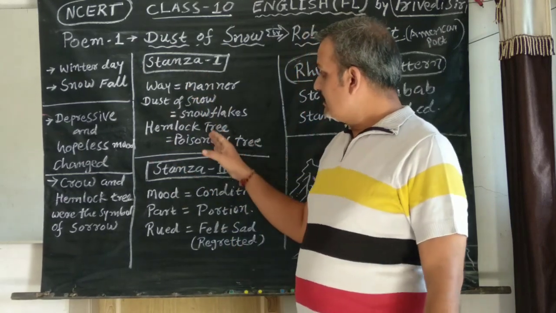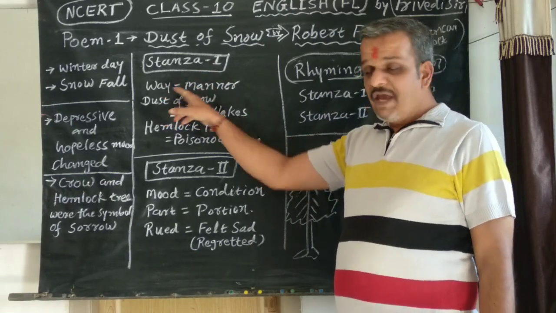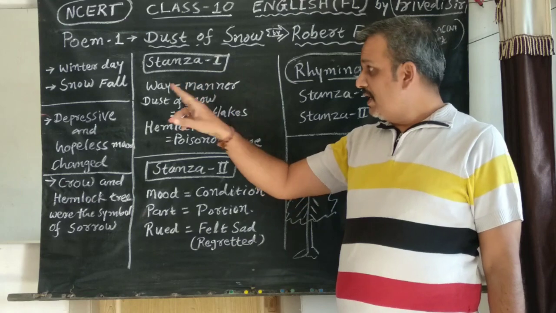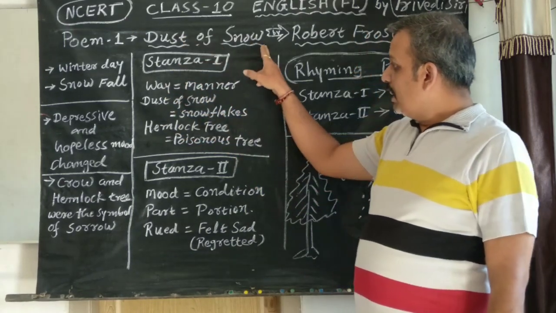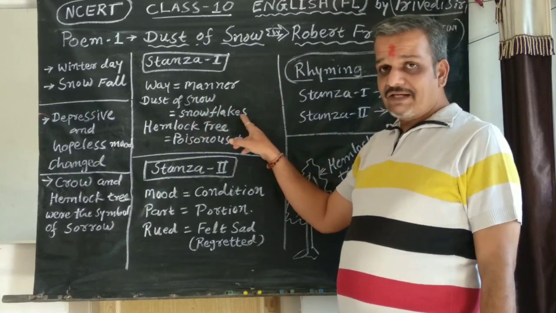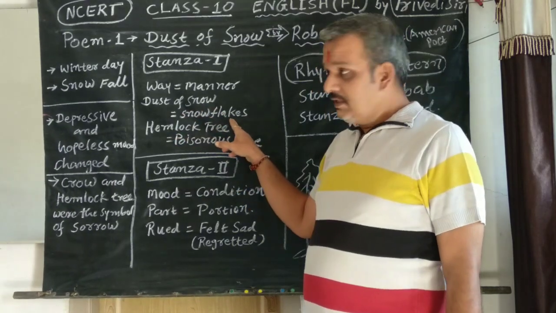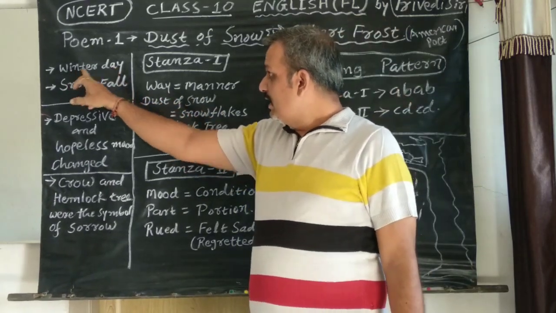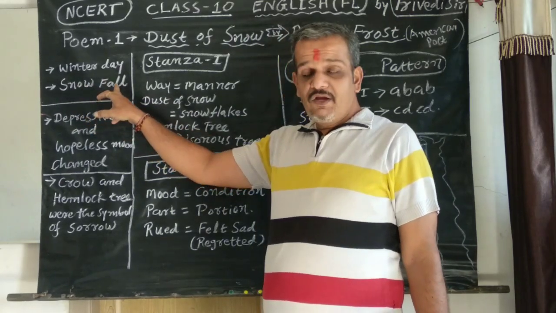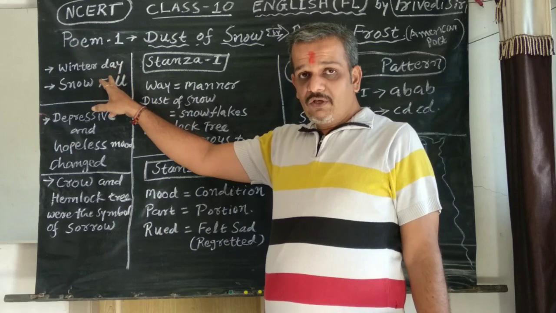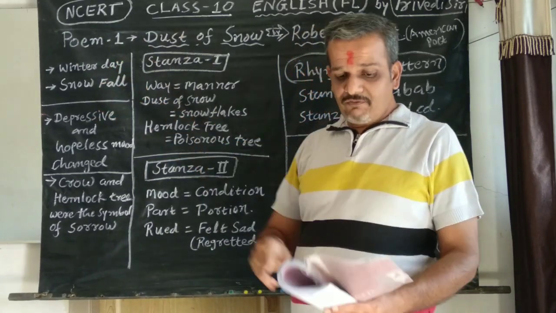So in the first stanza, the writer gives us a different meaning. Way means manner, the manner in which human beings behave. Dust of Snow is the title of our poem. Snowflakes fall in most cold countries. There is a winter day, and during winter, snowfall occurs on most days in the months of December and January, and January is the coldest month.